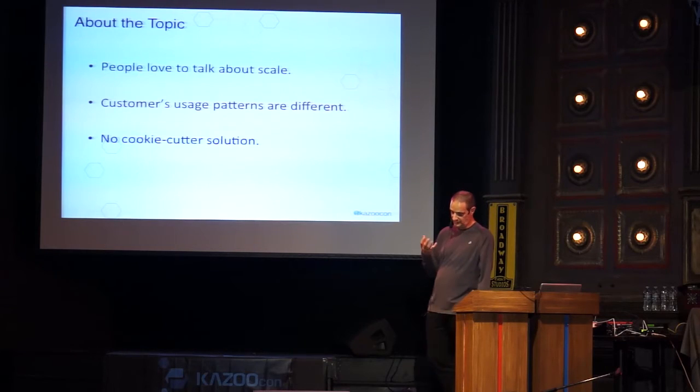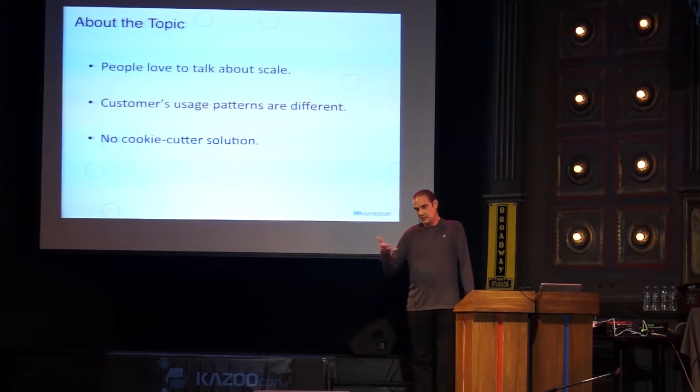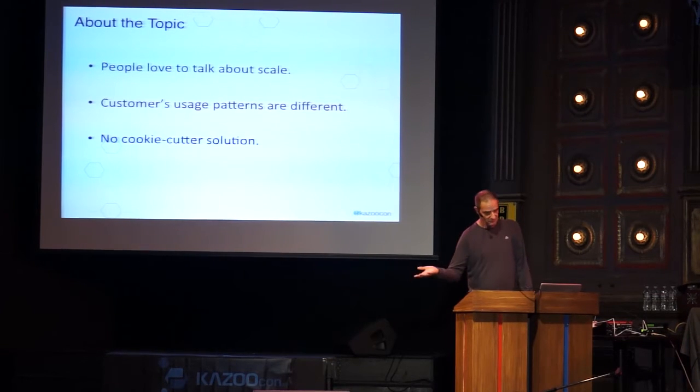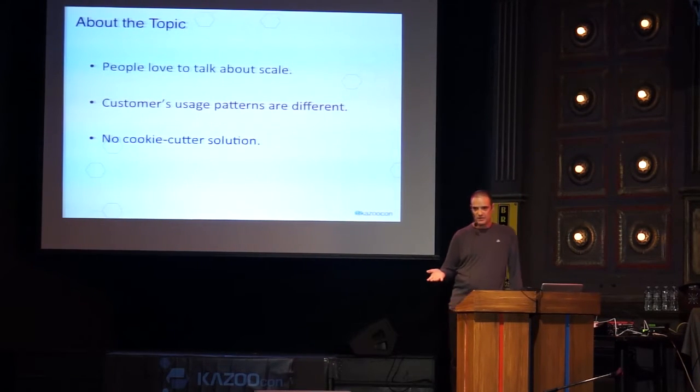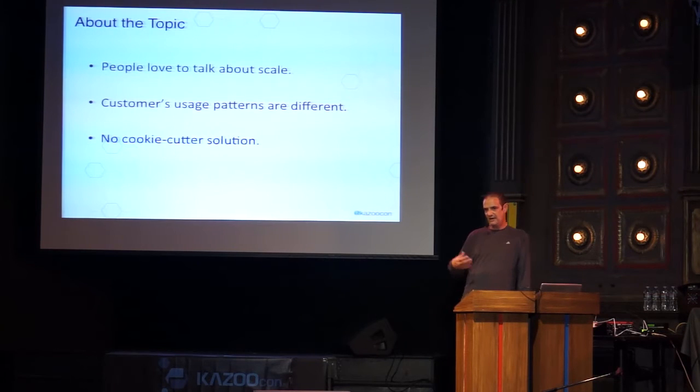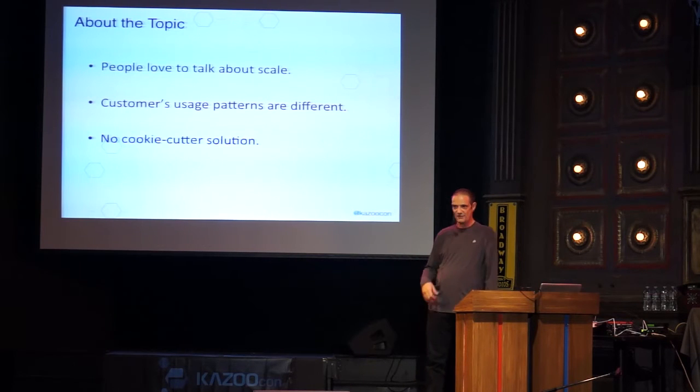What happens is that each customer has different usage patterns, right? And so your system must be able to provide all the possible features that we can provide. And we believe that Kazoo does a good job of that. So there is no cookie cutter solution for that. You have to monitor your deployment. You have to make it grow. You will have to keep adding servers.